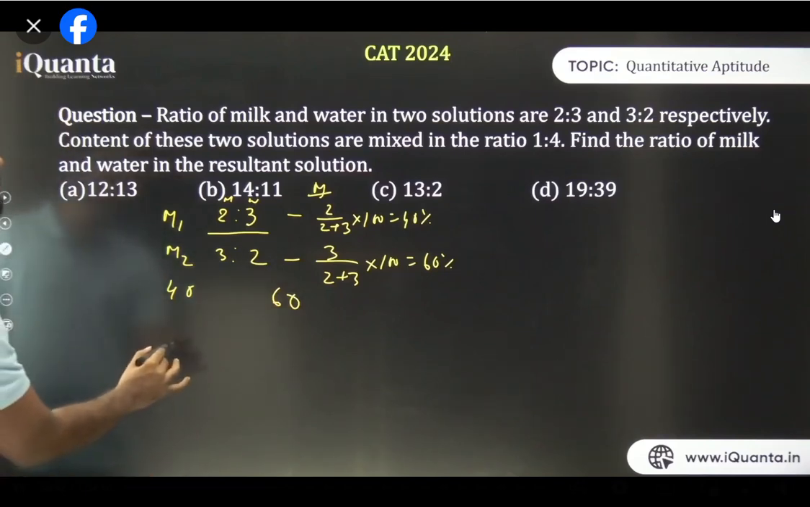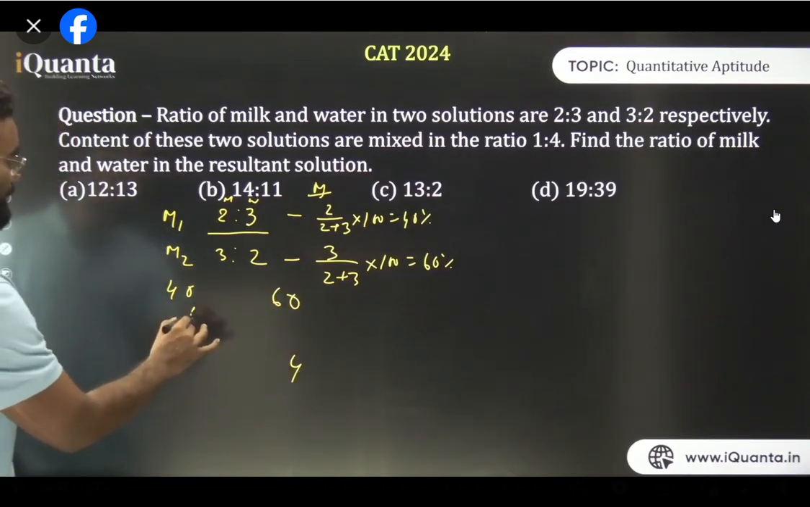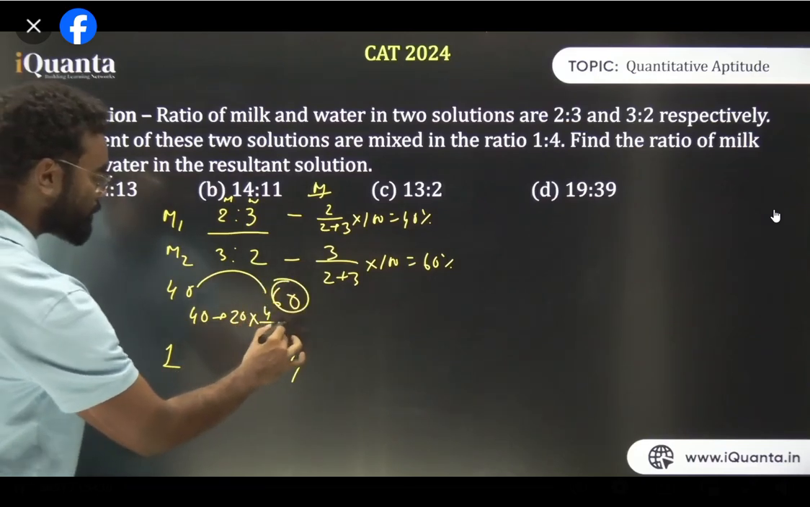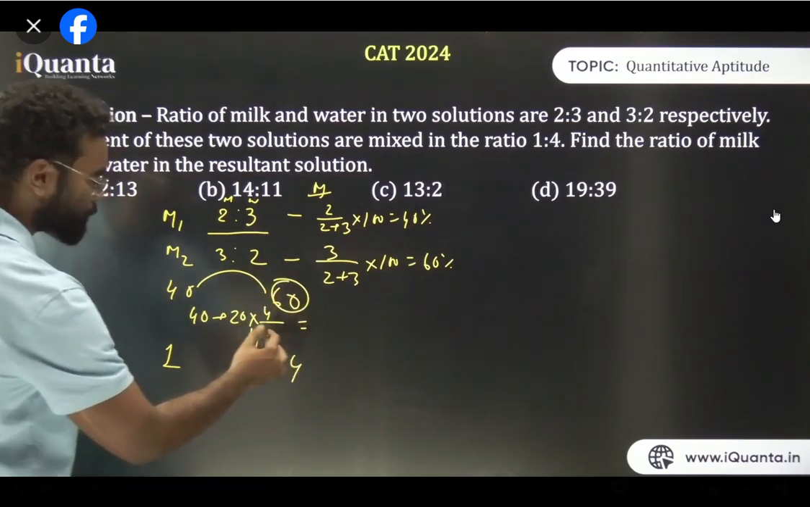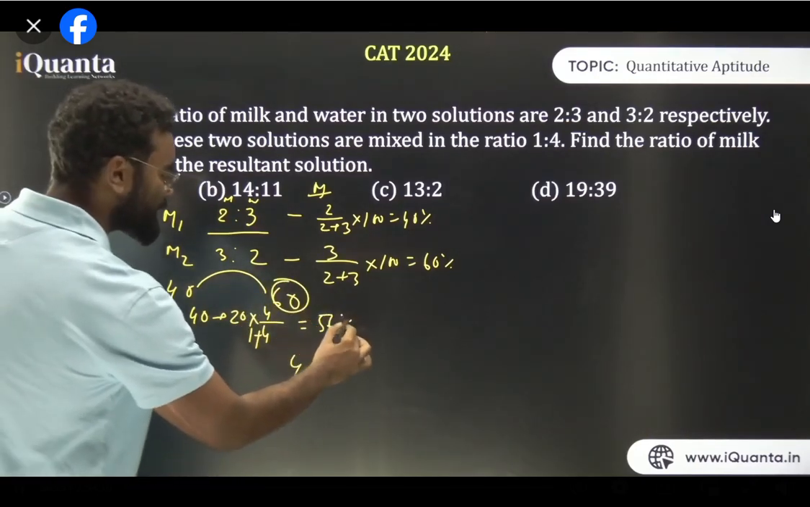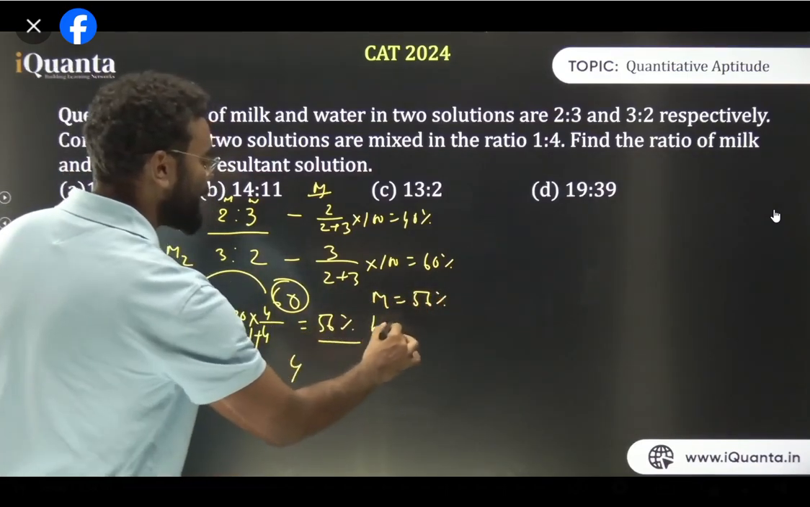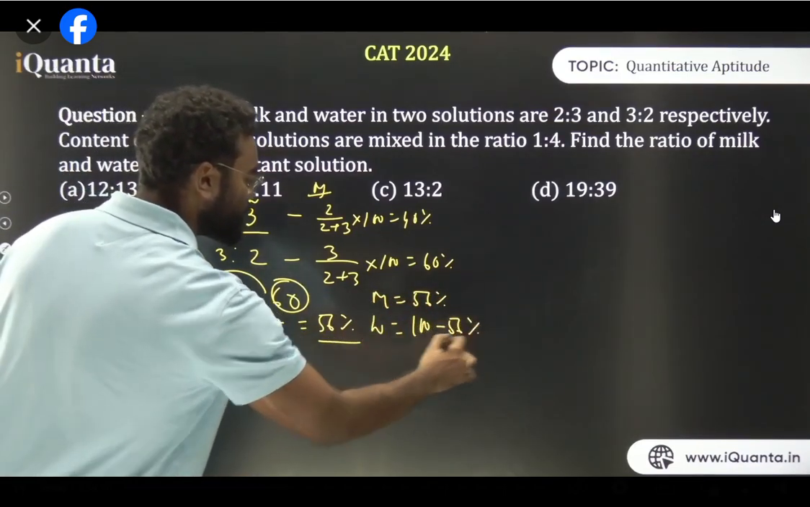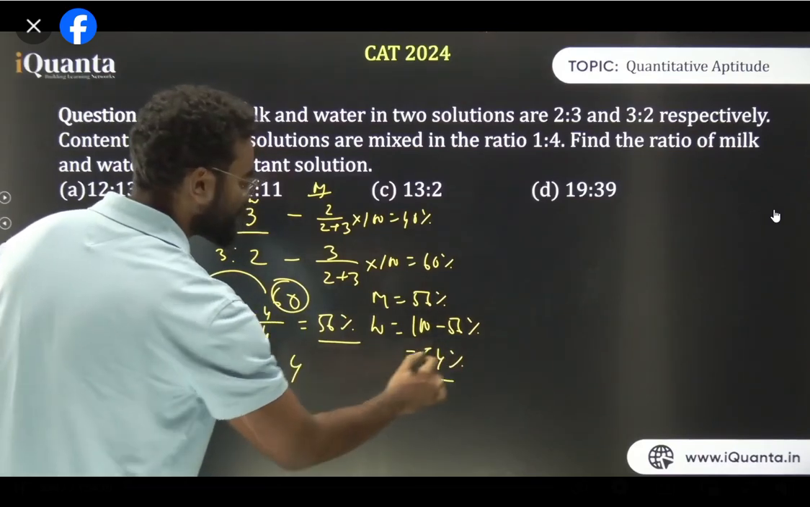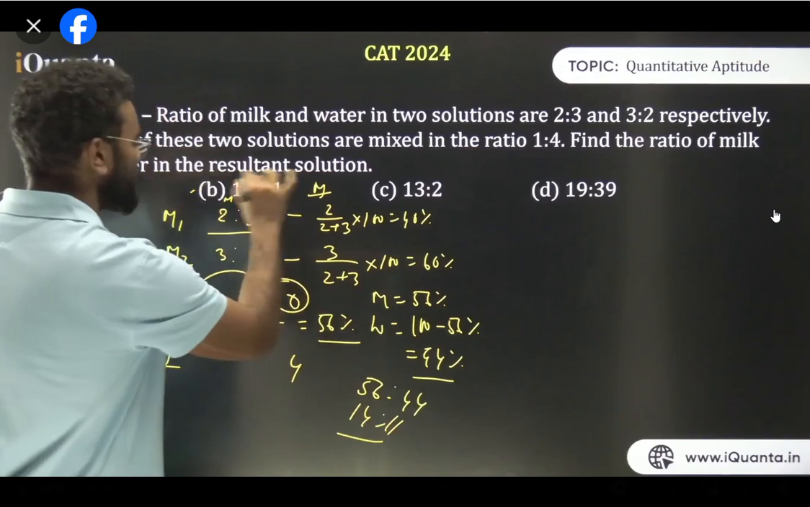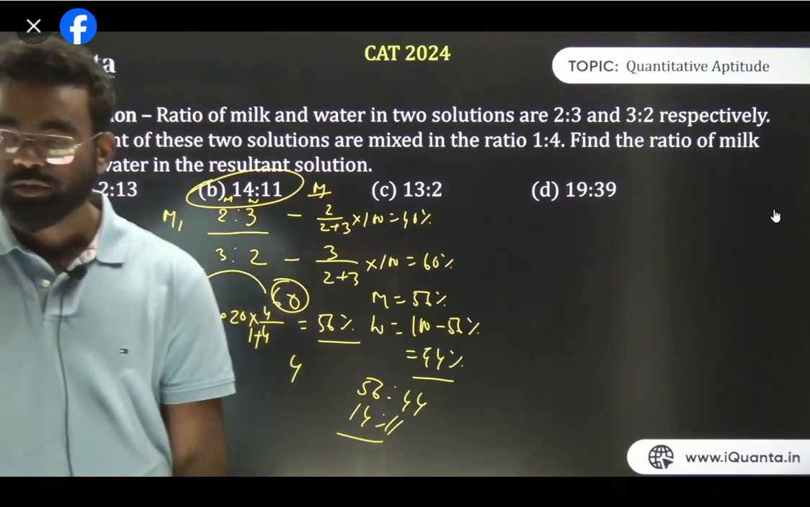And what is the ratio? The ratio is 1:4. So what is the average? That is 40 plus the difference, that is 20, into the nearest proportion, that is 4 upon 1 plus 4, which is 4 upon 5. That is 16, so 56. So 56% milk is in the average. If milk is 56%, water has to be 100 minus 56%, which is 44%. So what is your answer? That is 56 is to 44. So your answer is 14 is to 11. I hope I have made you understand.